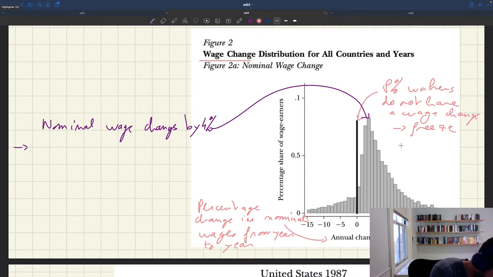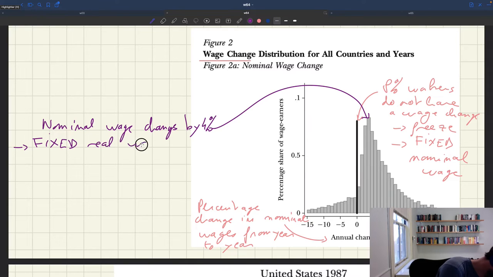So this one, I should say, is a fixed nominal wage. And here, this is an example of fixed real wage, because you can see that the wages do change, but they change by roughly exactly the amount of inflation. So we have a big amount of fixed nominal wage and a big amount of fixed real wage in the data. And so that's quite interesting.